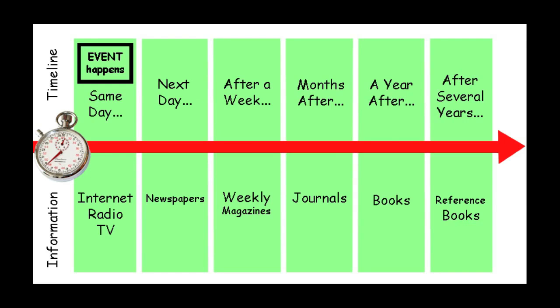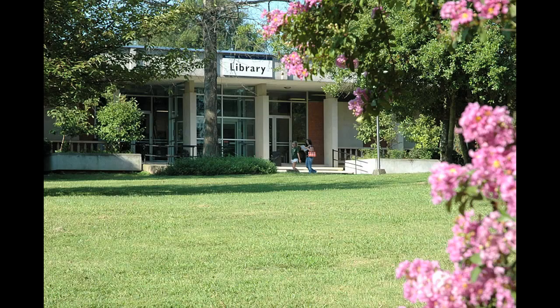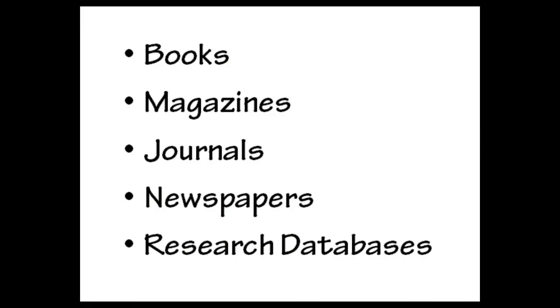Here's a chart showing the types of information that correspond to the publishing timeline. So how do you get information from these different formats? You can go to the college library for information in these sources.